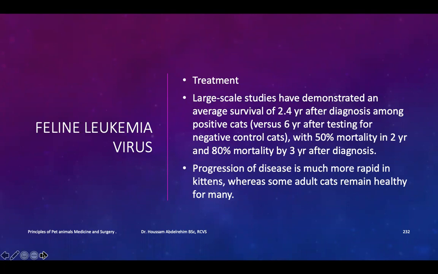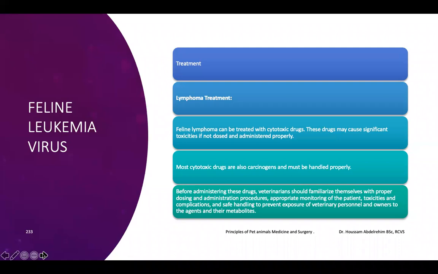Large-scale studies have demonstrated an average survival of 2.4 years after diagnosis among positive cats, versus 6 years after testing of negative control cats. Meaning it can live for about 2 years and 4 months approximately. 50% mortality in the 2-year and 80% mortality by 3 years after diagnosis. Of course, kittens are affected much more while the adults remain healthy for many years. Lymphoma treatment can be used, of course.